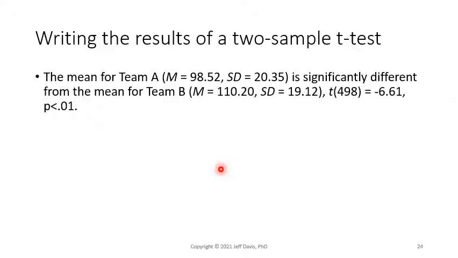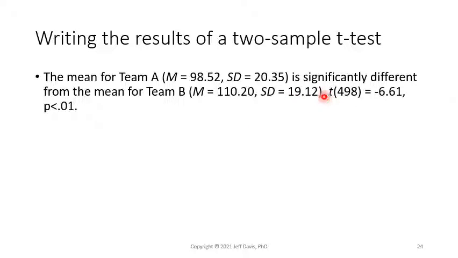All right, writing up the two sample t-test results is pretty straightforward. I'm drawing all these values from the output that I just showed you. The mean for team A, and then I give the mean and the standard deviation. The mean is 98.52, the standard deviation is 20.35. The mean for team A is significantly different from the mean for team B. And again, I give that information.